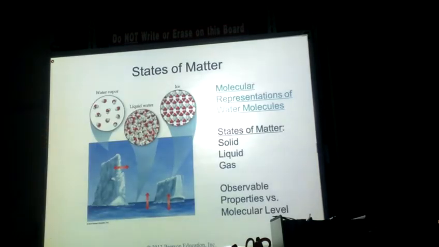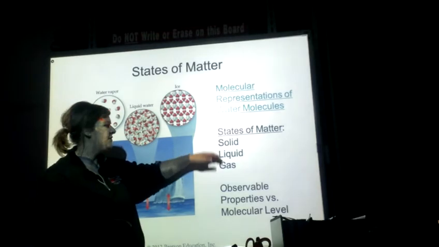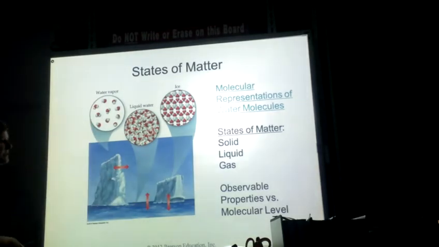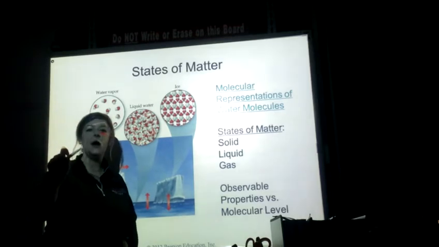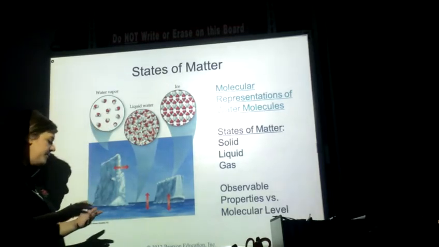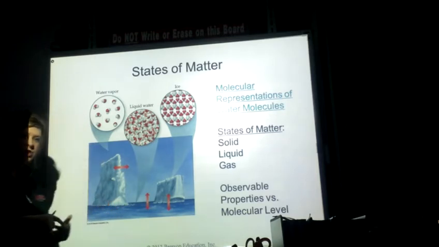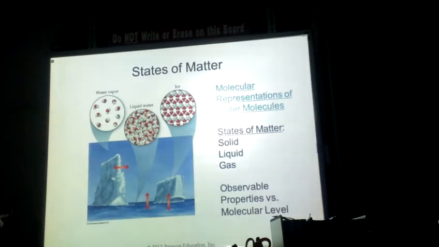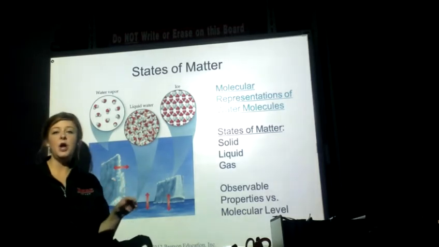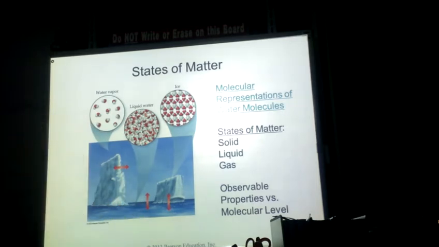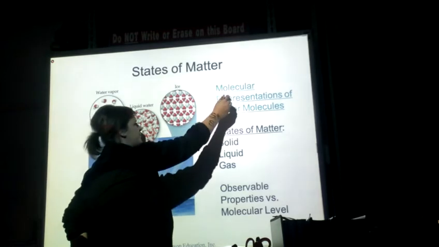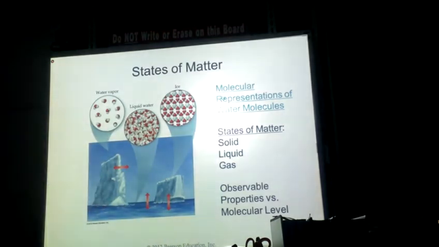Okay, states of matter, we know them. In terms of states of matter, we'll just hit solid, liquid, gases. But we need to take them at a higher level. We need to understand what are the properties and observations in terms of the macroscopic level, and what are the properties and observations in terms of the microscopic level for solids, liquids, and gases. So there's a link here for the states of matter, for the molecular representations of water molecules.